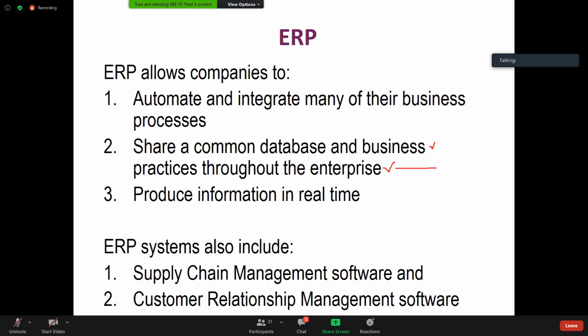Okay. So ERP systems also include supply chain management software and customer relation management software. So there are three parts in this ERP. It's a manufacturing part, in-house, whatever we discussed, MRP1, MRP2, all those things you can assign, or you can add the data here.